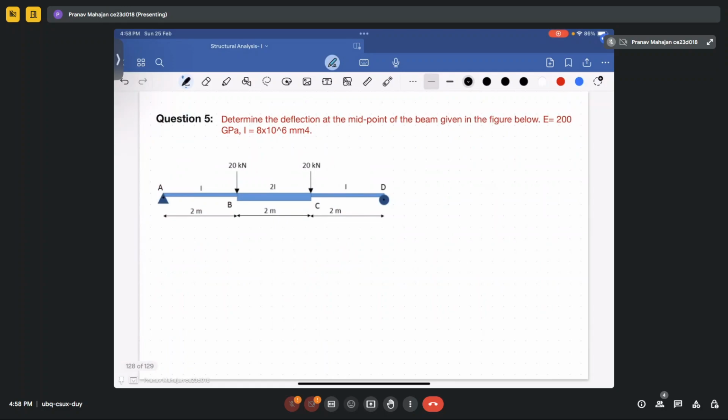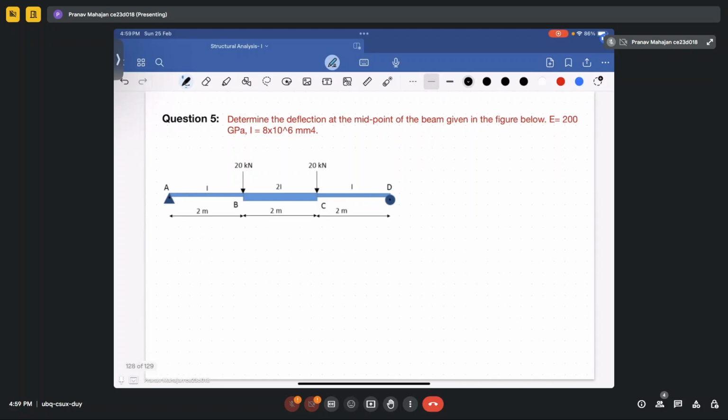Okay. Now let's move to another question. Suppose you have a different kind of thing, meaning you have a varying section available to you, then how will you solve this problem? You have to determine the deflection at the midpoint. So how will you solve this problem? Now we will use another method, that is the unit area method.